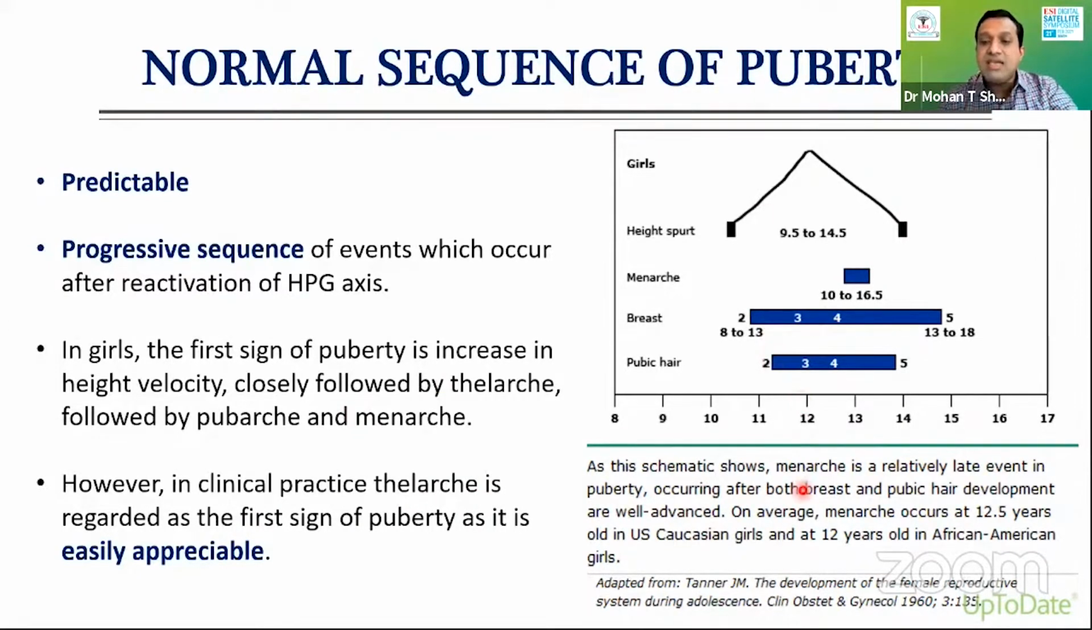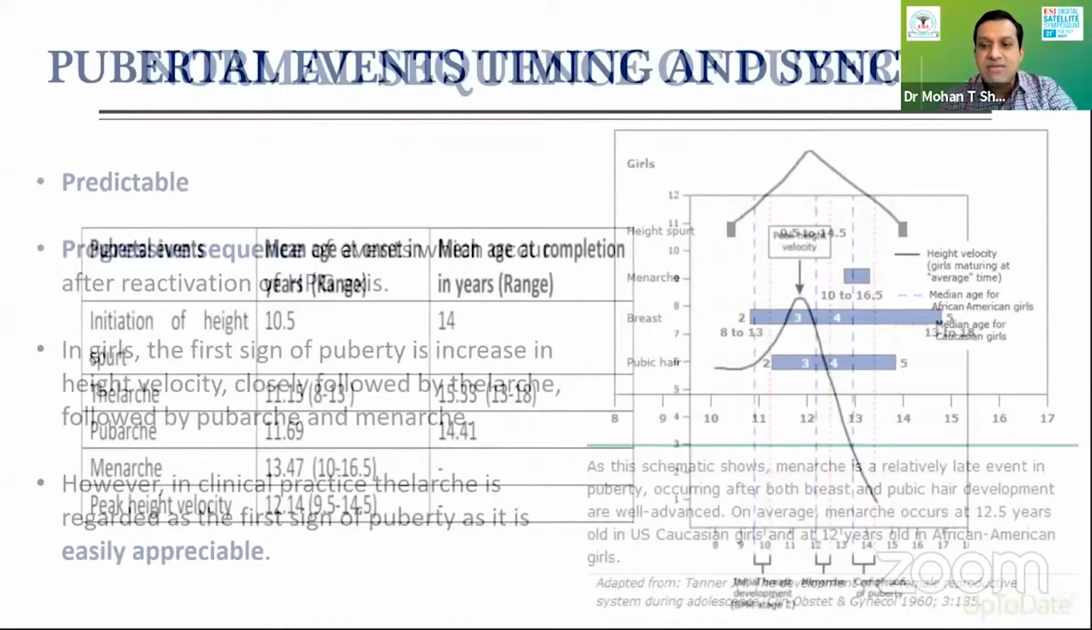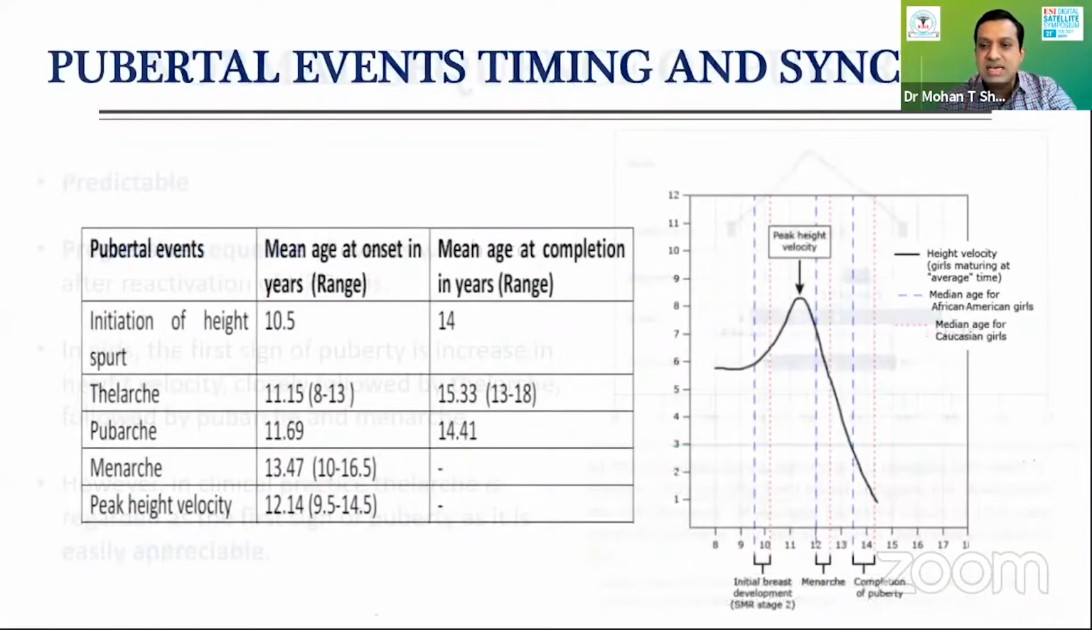On an average, menarche occurs at 12.5 years in US Caucasian girls, and at a later age and earlier age in African American girls. Further, there is also a height velocity, and the median time for African American girls is also earlier than their Caucasian counterparts. And this is the average age of puberty and the height spurt.